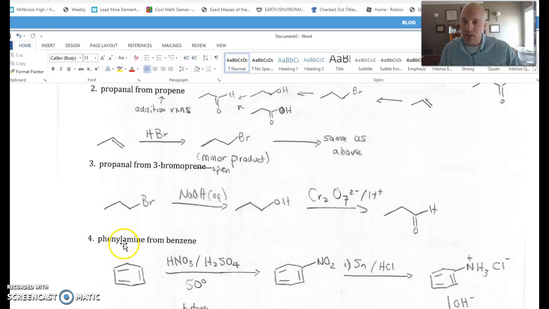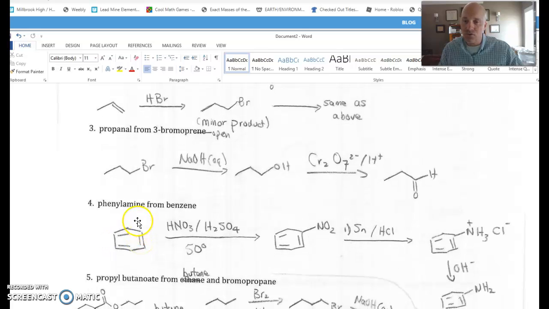In the next step, phenethylamine from benzene. One thing that helps again is to draw your starting reagent and your end product. So this is phenethylamine right here. This is benzene. We have to do something with benzene, and the only reaction that we have with benzene is the nitration reaction. The conditions of the nitration reaction are a mixture of nitric acid and sulfuric acid, and you need to give this a little bit of heat.